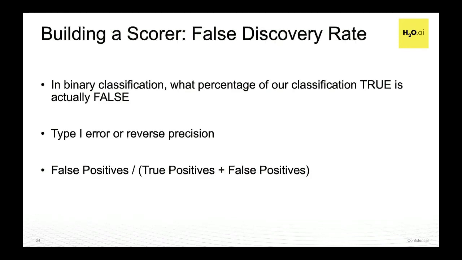So the score we're going to start with today is false discovery rate. This is for binary classification, and it looks at what percentage of what we're classifying as true is actually false. So this is basically a type 1 error, or the opposite of precision. The algorithm is the count of false positives divided by the sum of true positives and false positives. So it's the things we got wrong divided by everything we said was positive. It's a pretty straightforward algorithm.